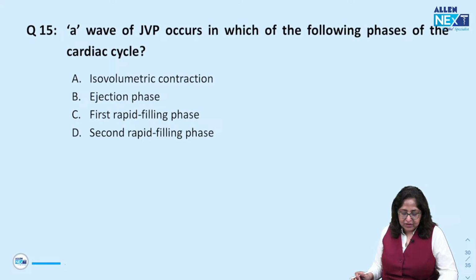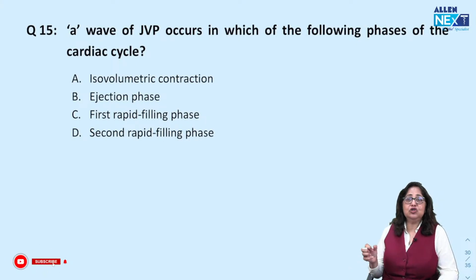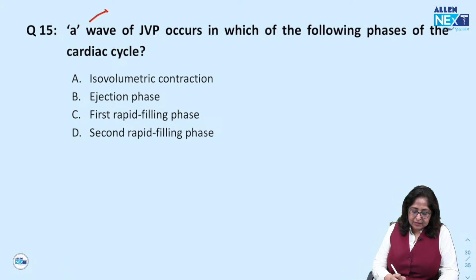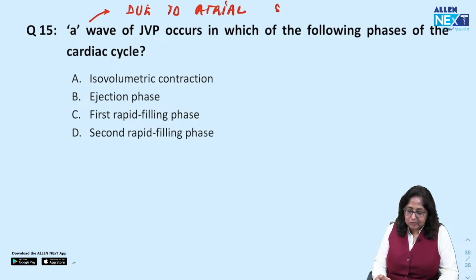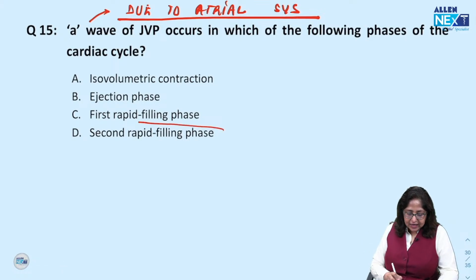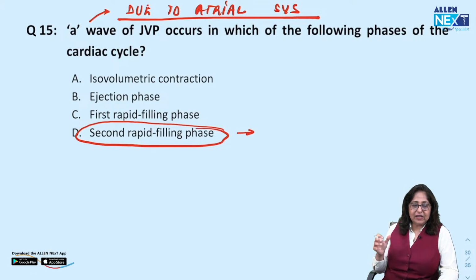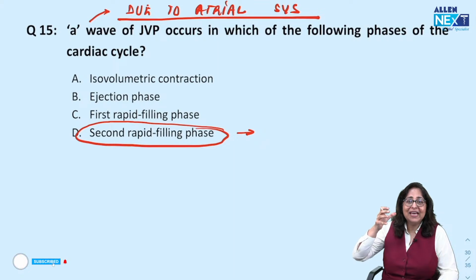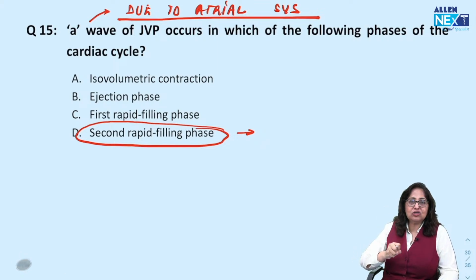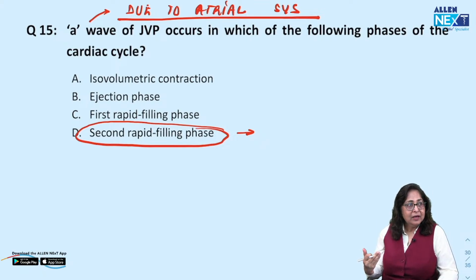A wave of JVP occurs in which of the following phases of the cardiac cycle? Now, A wave of JVP is due to atrial contraction. This is due to atrial systole. And atrial systole is responsible for the second rapid filling phase. So my answer to this question becomes D. This second rapid filling phase is due to atrial contraction, and atrial contraction will result in a positive wave on the JVP, which is known as the A wave, right?